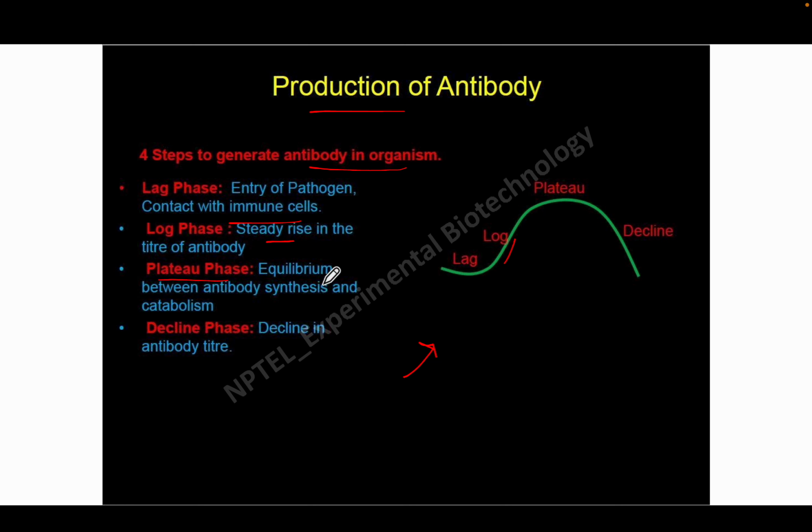Now what is the plateau phase? When antibody is produced, it reacts with antigen and neutralizes those antigens. So at that time there is an equilibrium between antibody synthesis and catabolism, that is, between antibody synthesis and neutralization of the antigen. And then the decline phase, where antibody production declines, because all your antigen has been neutralized and you are getting rid of the infection, so antibody production also decreases.